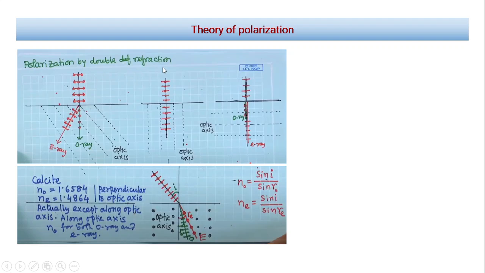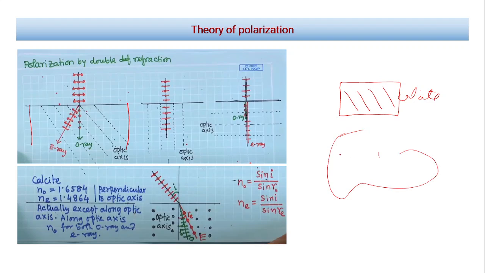Okay, so polarization by double refraction. Assume that this is not a glass slab, but a calcite crystal slab, in which the optic axis is along these dotted lines. If I have a slab made of calcite crystal, and this is the optic axis, and I cut a slab like this, then this slab will have the optic axis like this.